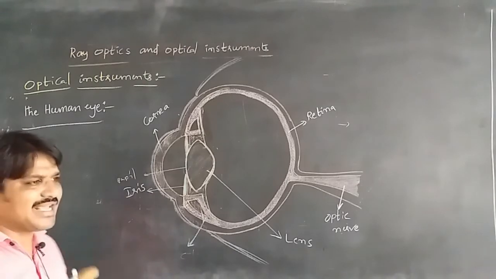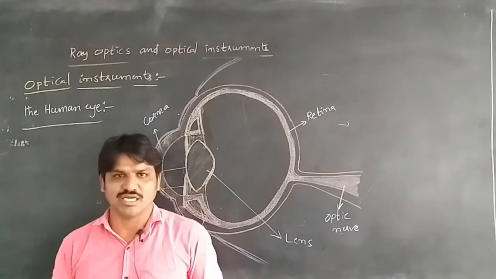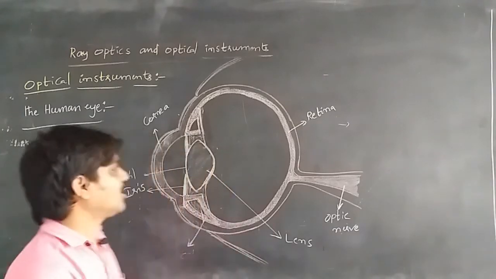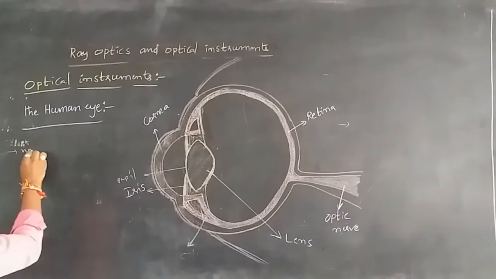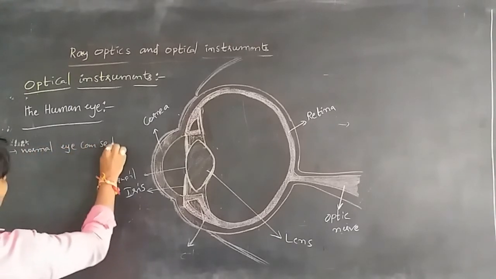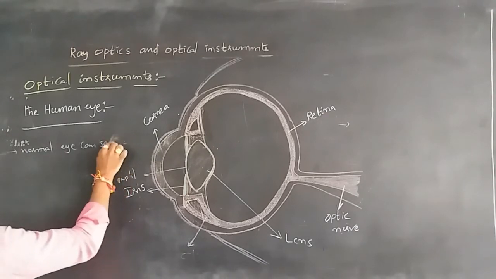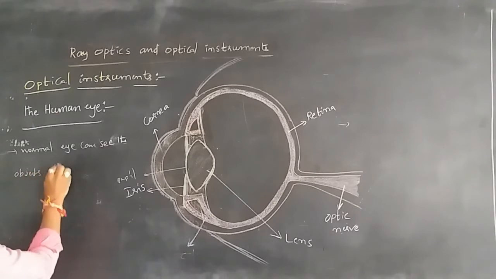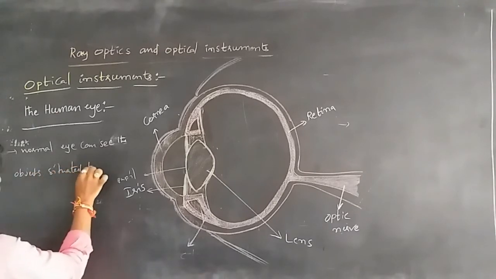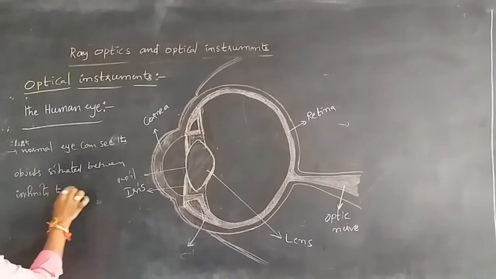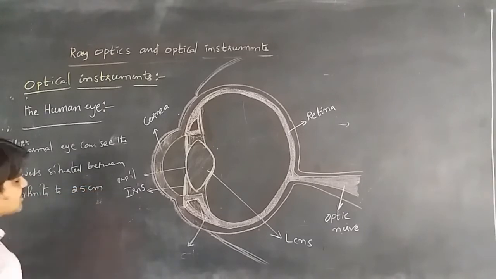The normal eye can see objects situated between infinity and 25 centimeters in front of the eye.